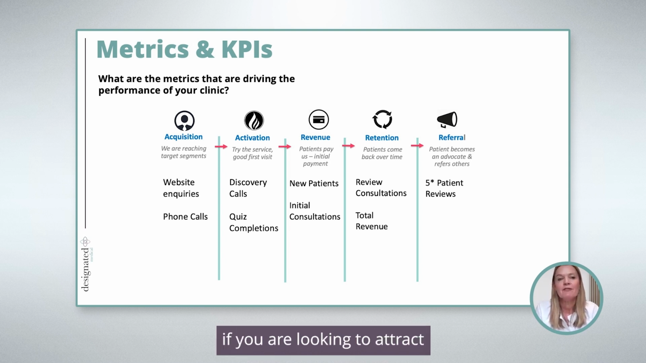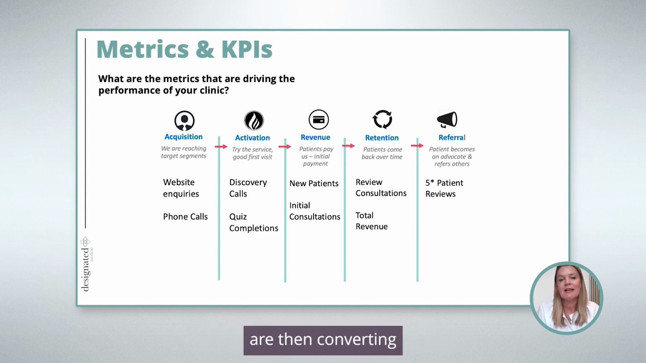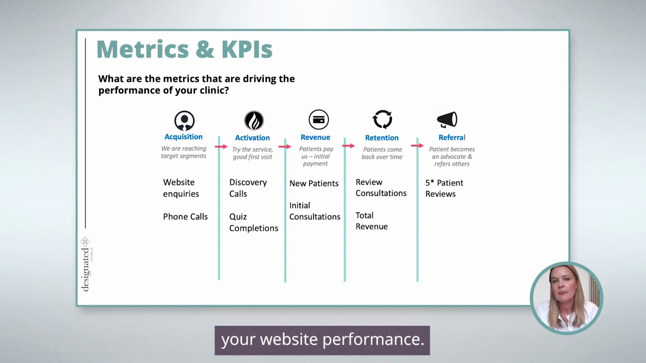So, for example, if you are looking to attract most of your patients via your website, then probably a number of your metrics should relate to your website performance. So looking at things like the number of people looking at your website, and how well those visitors are then converting into appointments. Another example of a good metric is the number of new patients booking each month. Particularly in the first few months when you're operating, you want to make sure you're attracting more and more new patients every month, because that's how the business will grow.